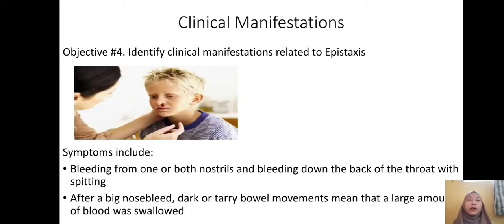And clinical manifestation. Objective number 4, identify clinical manifestations related to epistaxis. So here, what are the symptoms of a nosebleed in a child? The main symptom of nosebleed is blood dripping or running from the nose, and bleeding from the mucous membranes in the front part or anterior of the nose comes from only one nostril.